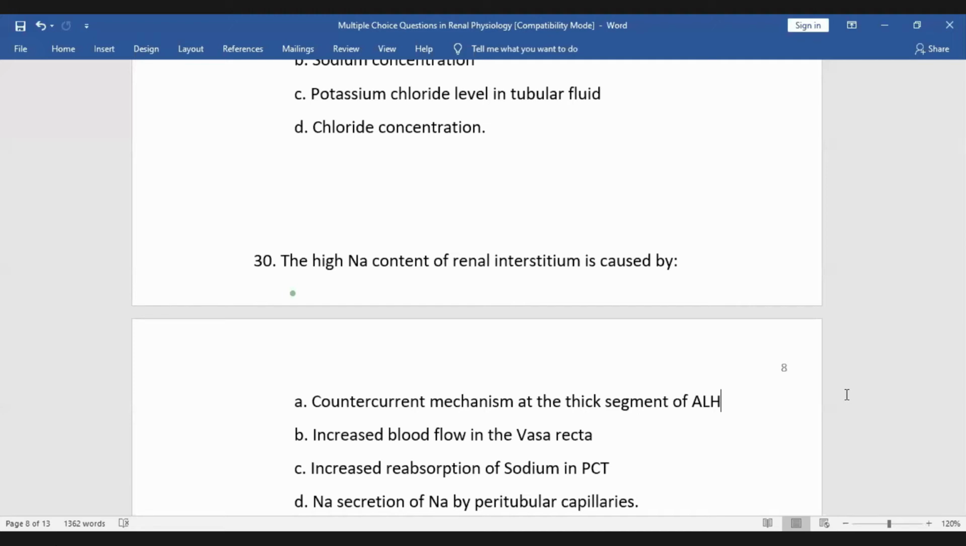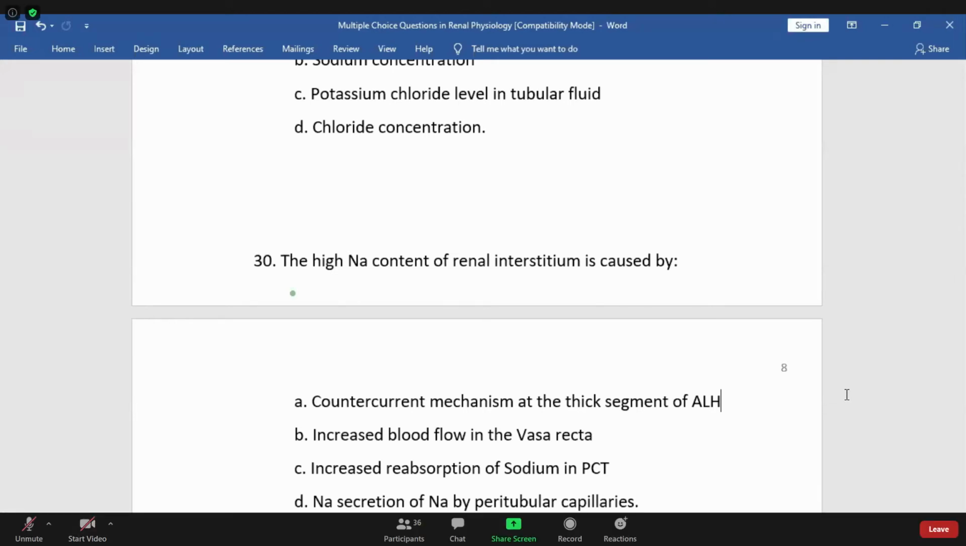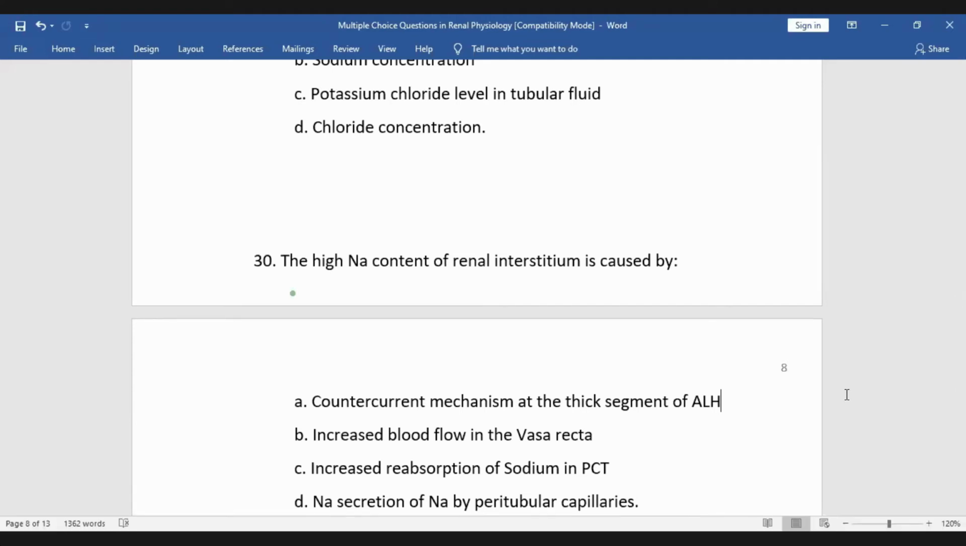That is, the high content of sodium in the renal interstitium is caused by what? What is the cause of that one? The countercurrent mechanism at the thick segment of the ascending limb of the loop of Henle. We will be discussing a little more about this one. Increased blood flow in the vasa recta? Has it something to do with the increase in the sodium content? No, the vasa recta is mainly for the mixing, right?